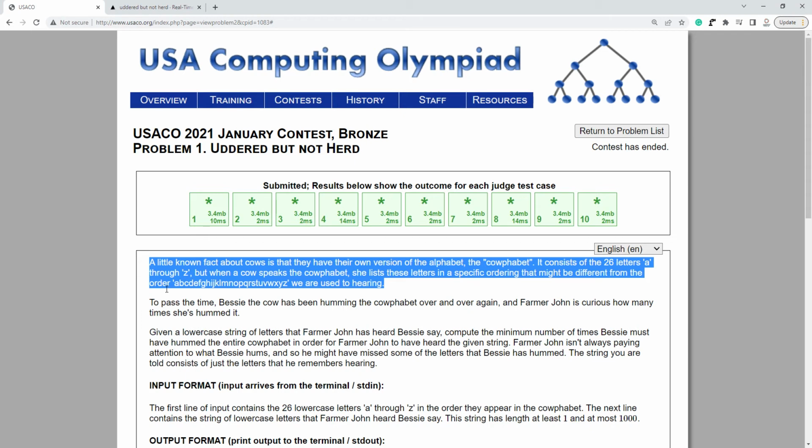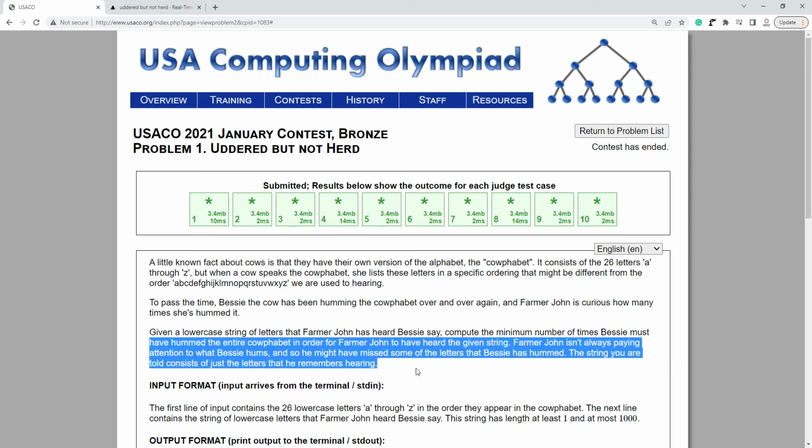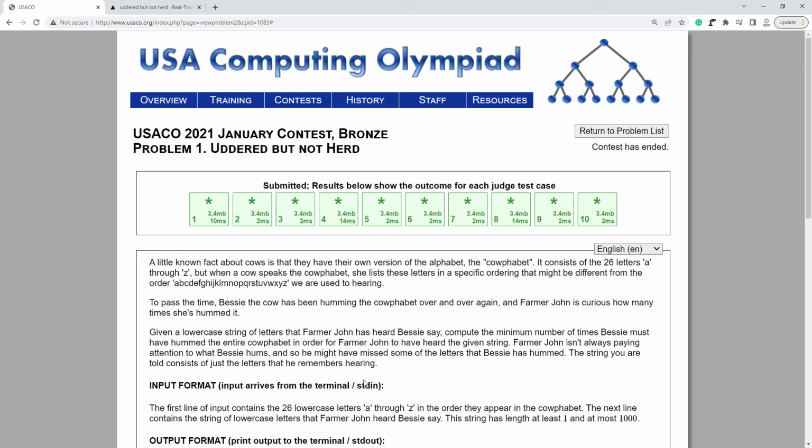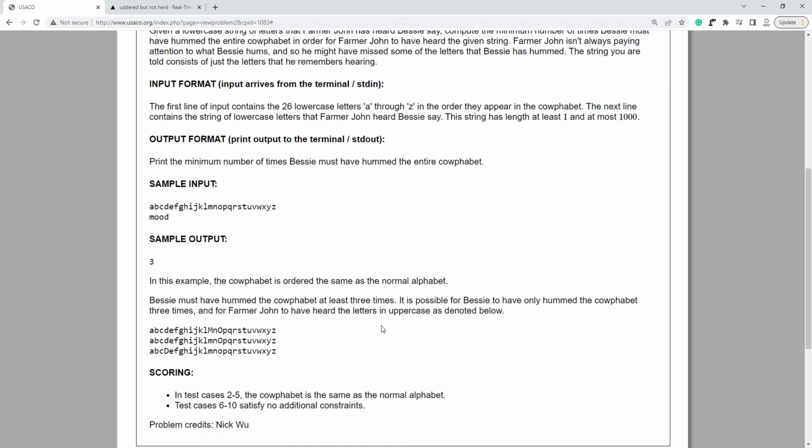To pass the time, Bessie the cow has been humming the alphabet over and over again, and Farmer John is curious how many times she's hummed it. Given a lowercase string of letters that Farmer John has heard Bessie say, compute the minimum number of times Bessie must have hummed the entire alphabet in order for Farmer John to have heard the given string. And one important fact is that Farmer John isn't always paying attention, so he might have missed some of the letters.